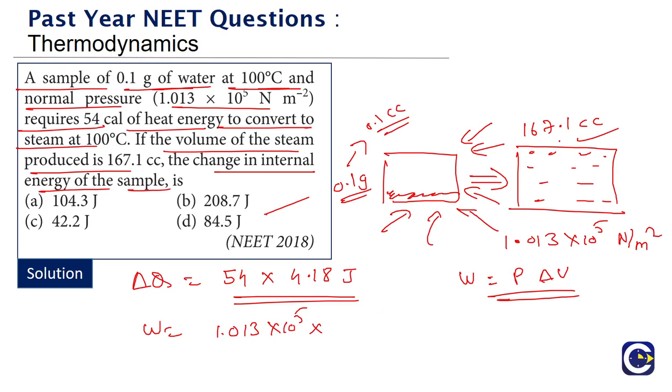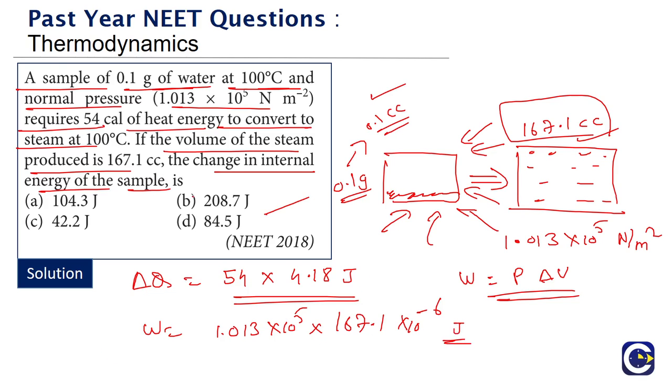Delta V, change in volume, means what? We can take it almost like the volume of the vapor. Why? Because the volume of the original liquid is insignificant. So 167.1 cc is there. We have to convert this into SI unit, so into 10 power minus 6 will come. 1 cc will be 10 power minus 6 meter cube. Okay, so everything is in the SI system. So W will be coming in terms of joules.